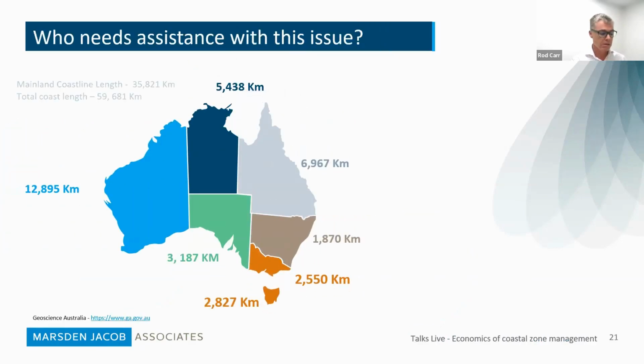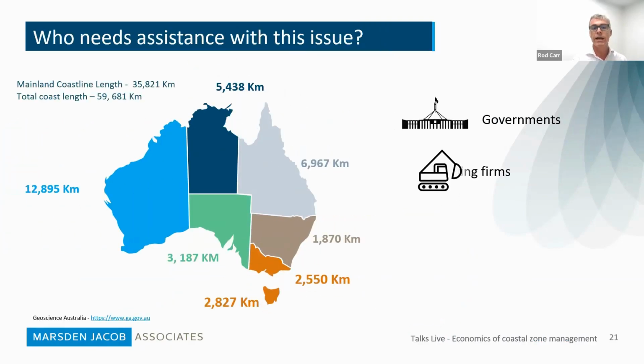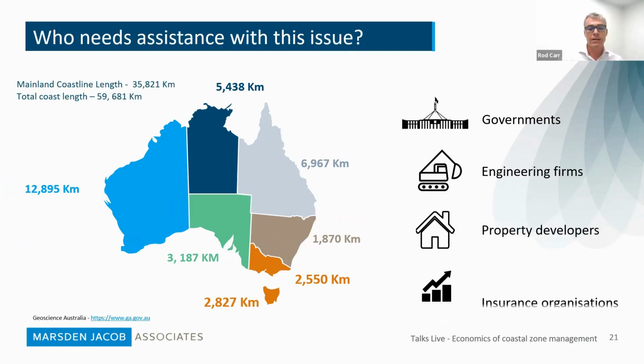I think this is nearly the final slide. Yep. And this is just doubling back to where we started in some ways. One of the reasons we're doing this is because we know that this is a national issue. We know that this is something that all tiers of government are grappling with at the moment. But equally, we know that engineering firms are, property development firms are, insurance organisations are, property owners are.